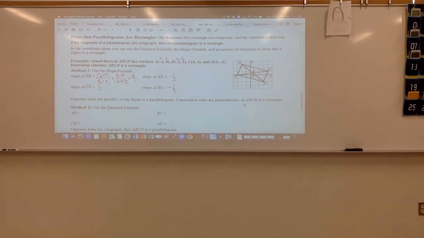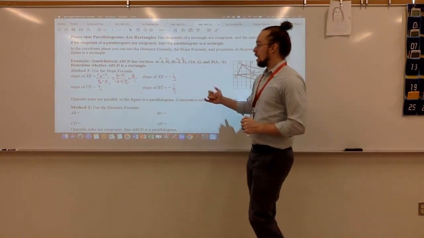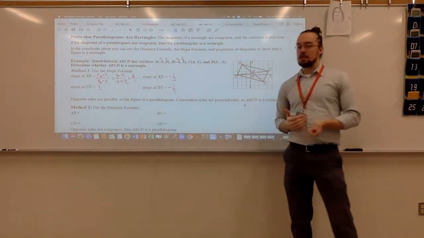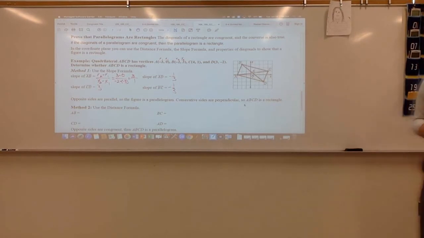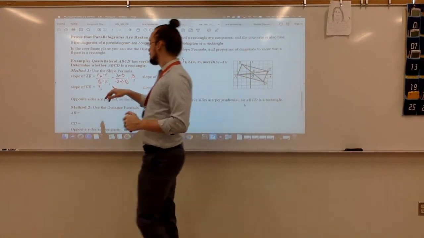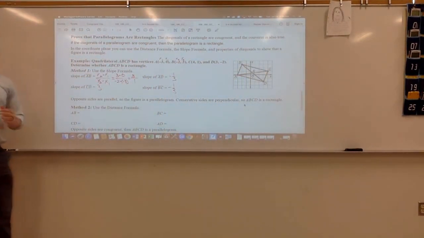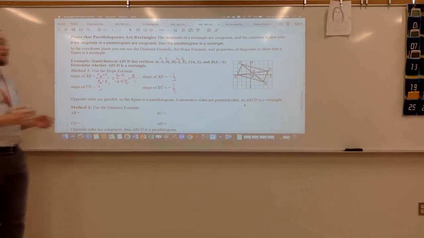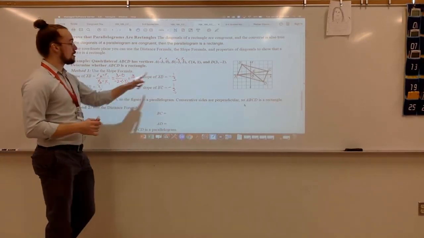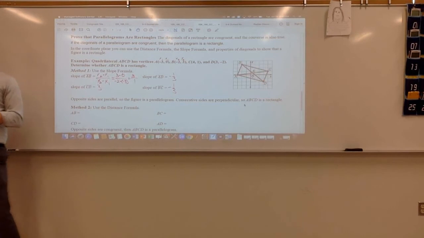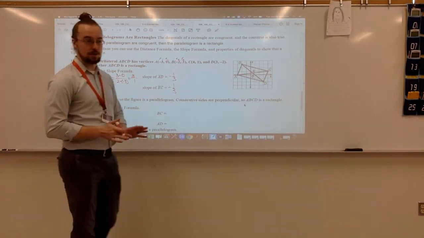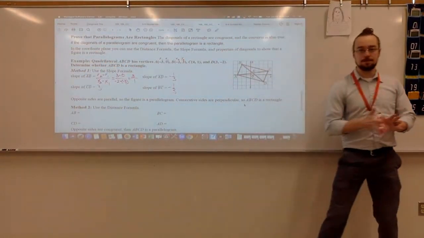Alright, did we get that AB and CD both had a slope of 3, and AD and BC both had a slope of negative 1/3? Okay, since opposite sides have the same slope, that makes it a parallelogram. Since consecutive sides have opposite reciprocal slopes, that takes it one step further and makes it a rectangle. Questions on this one so far?